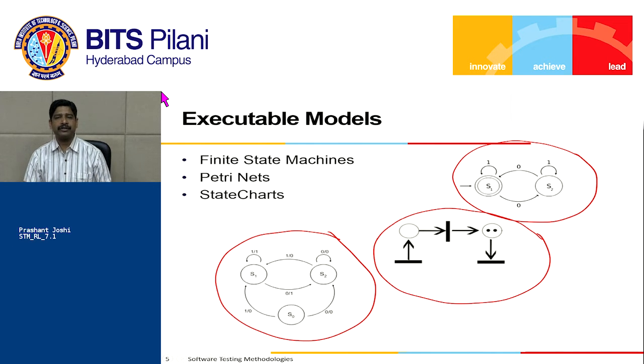Detail orientation changed from one model, one representation to the other. And that is how these executable models came into being for not only better understanding of the system, but better derivation of test cases for us. And we will look at the finite state machines as a model for us in this particular module.